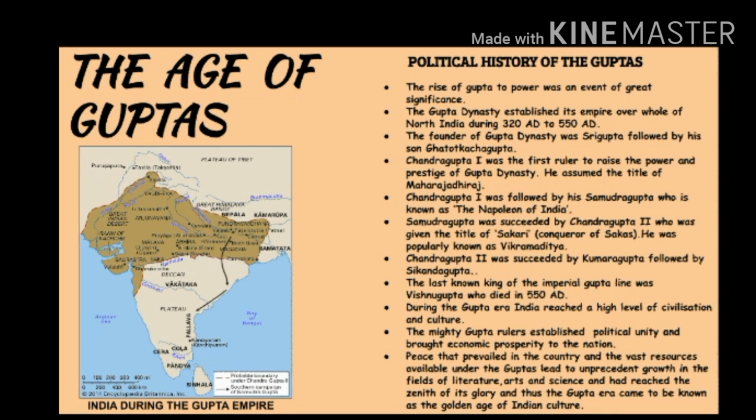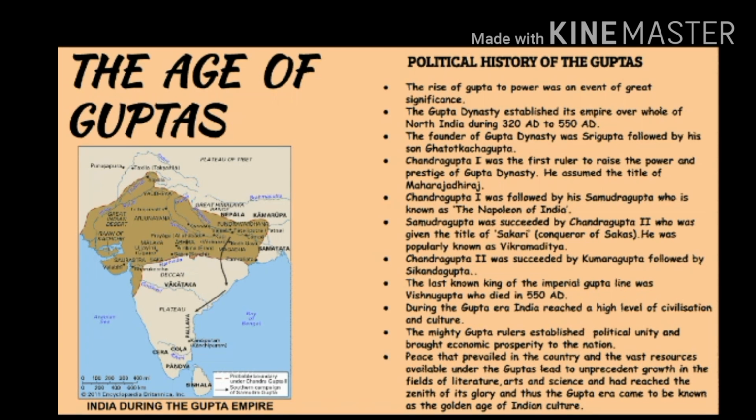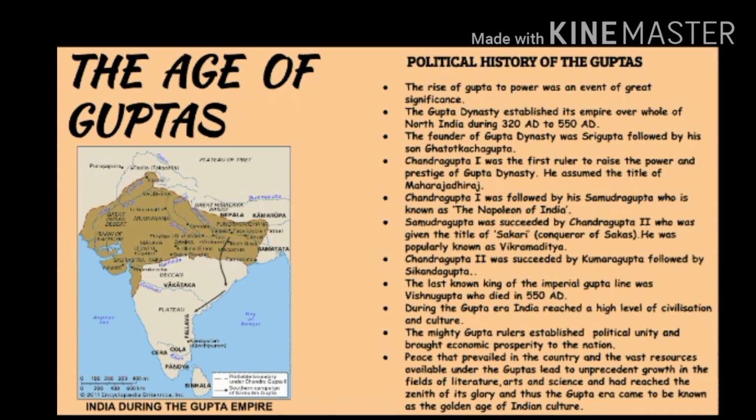The founder of the Gupta dynasty was Srigupta, but not much is known about Srigupta and his son. Chandragupta I was the most important ruler to raise the power and prestige of the Guptas. He assumed the title of Maharaja Adhiraj. Samudragupta was one of the ablest of the Gupta rulers. He is called the Napoleon of India.